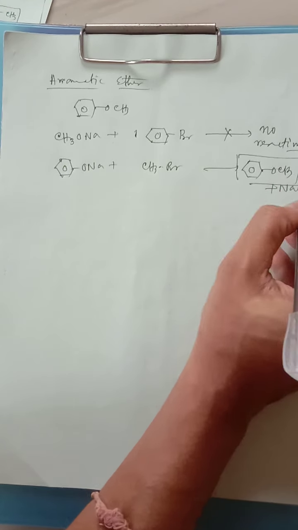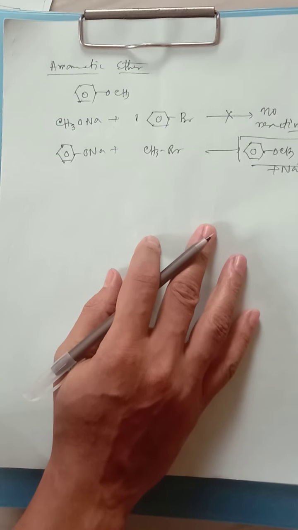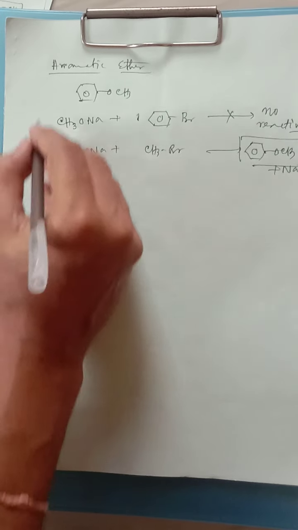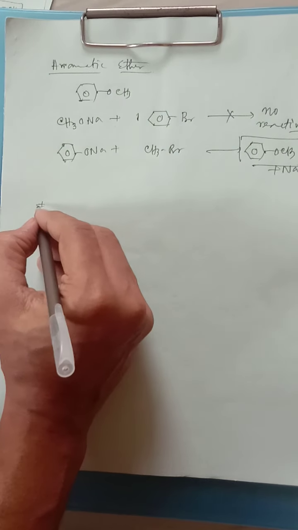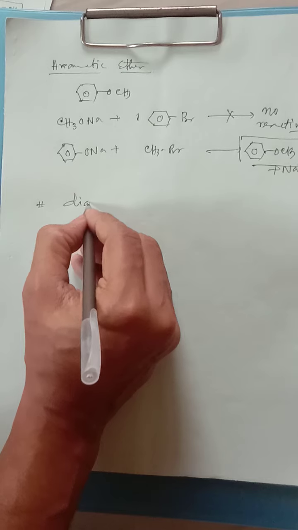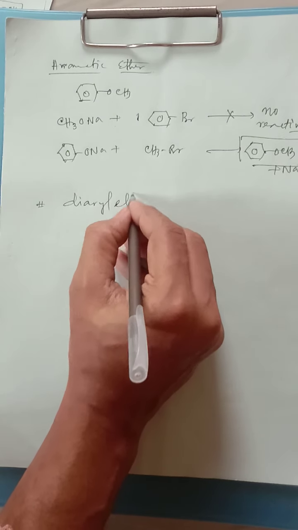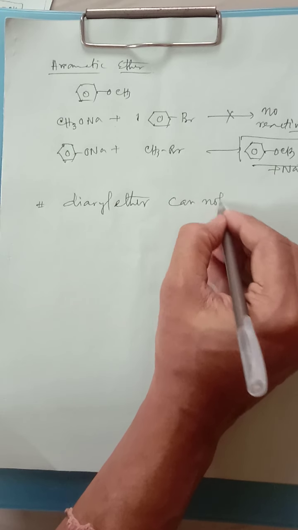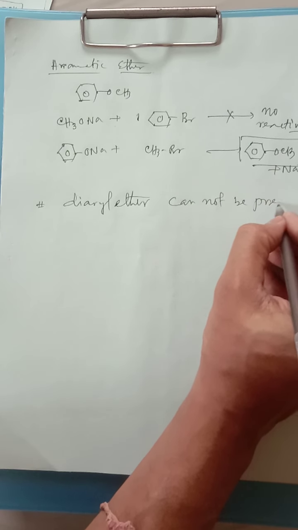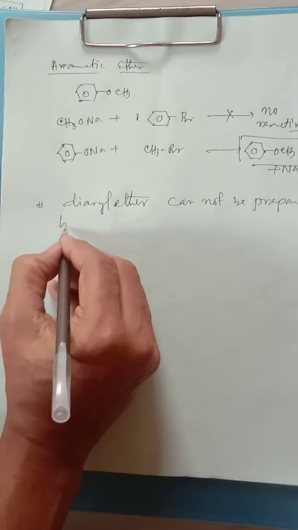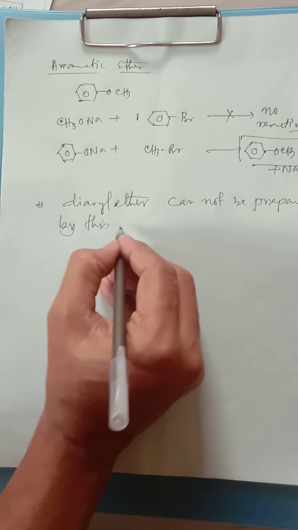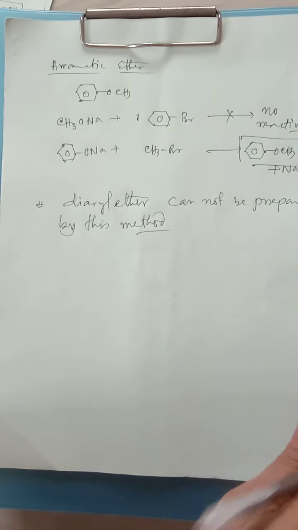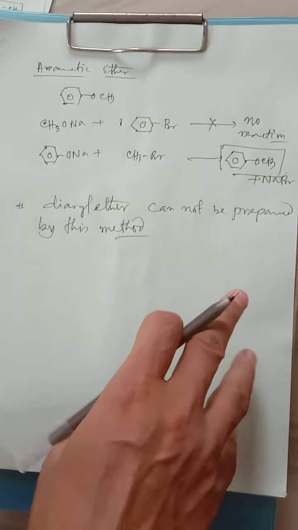So these are the limitations we have to remember. As well as diaryl ether, this is the third one. I am telling you, diaryl ether cannot be prepared by this method. So these are the limitations also. The question may be asked from this part also.